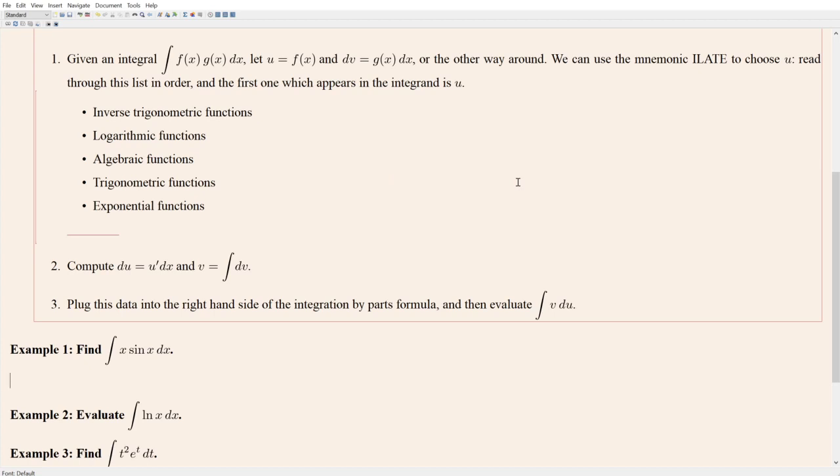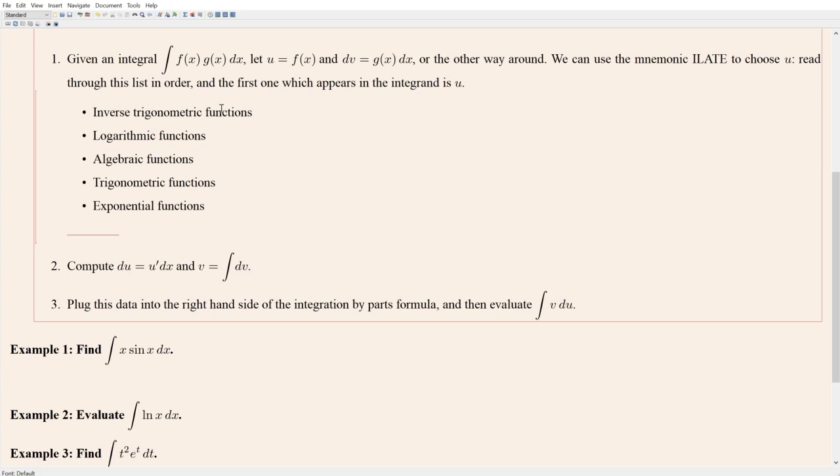So this is one of those things that ultimately you just have to get a lot of experience to be able to tell. But I have found that the following mnemonic works fairly well, at least for the type of problems that you're likely to run into on homeworks and exams and the like. So ILATE. The way that this works is read down this list, ILATE, and then whichever one of these shows up in the integrand, you let that be u. So read through this in order, and the first one which appears in the integrand, let that be u.